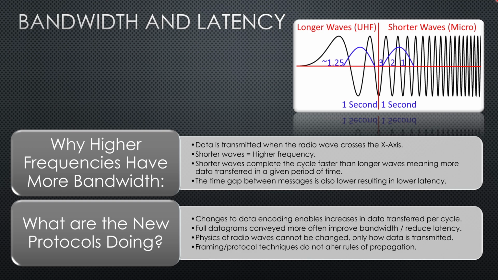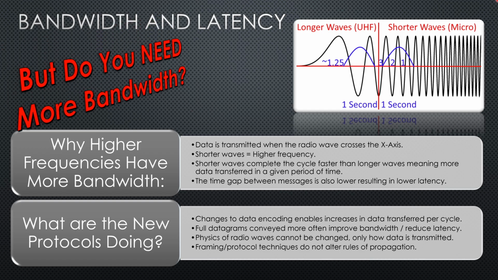The physics of radio waves can't be changed though, only how the data is transmitted. So what they're doing to their protocol is making changes to their framing or encoding so that they're more efficient and they deliver more bandwidth per cycle. Keep in mind, these techniques do not alter the fundamental rules of propagation. Before I move to the next chart, I want to leave you with this question. Do you think you need more bandwidth?